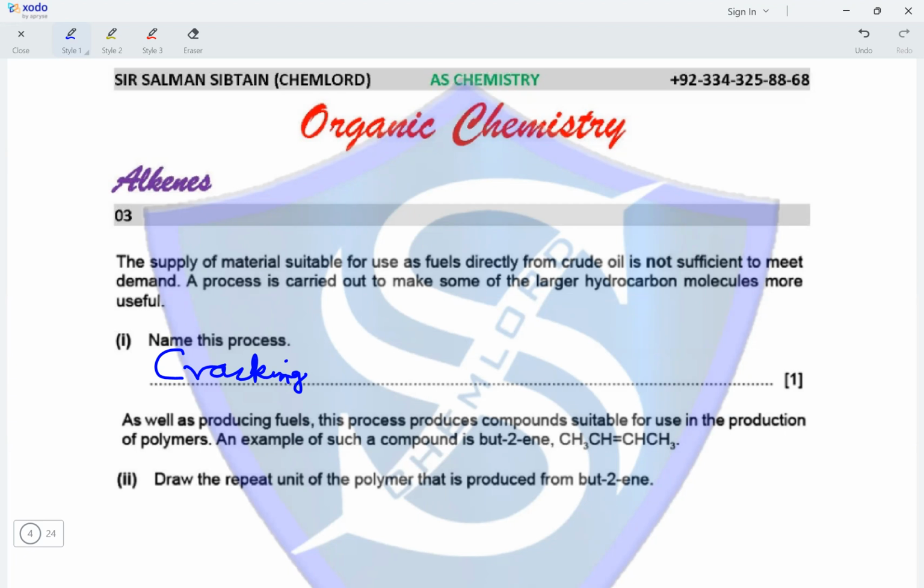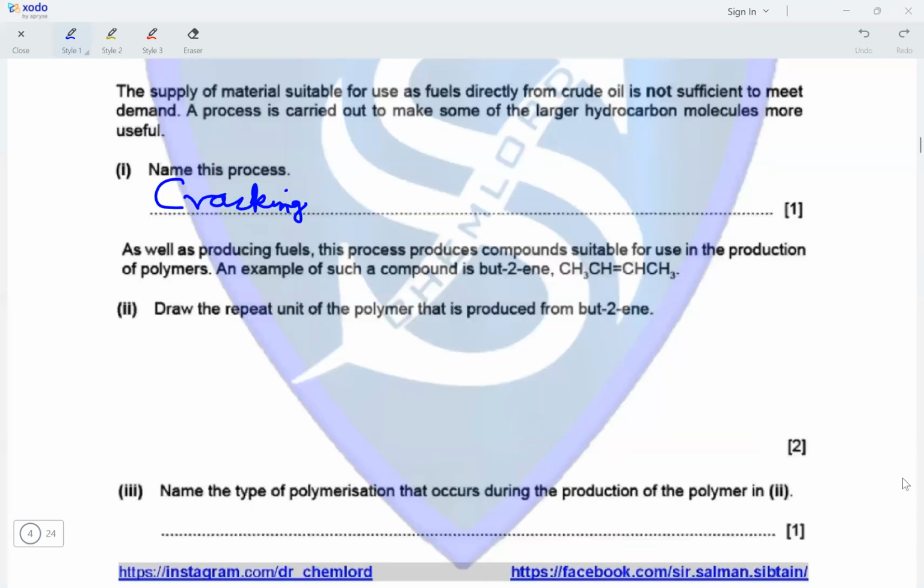As well as producing fuels, this process produces compounds suitable for use in the production of polymers. An example of such a compound is butene. Draw the repeat unit of the polymer that is produced from butene.